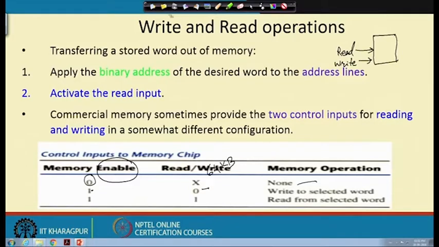In many processors we see that the control line is written as read write bar. If enable is 1 and read write bar is 0, that means we are trying to do a write operation. Similarly, if this line is 1, that means we are trying to do a read operation. So, this is the organization of these control signals for memory read and write operations.